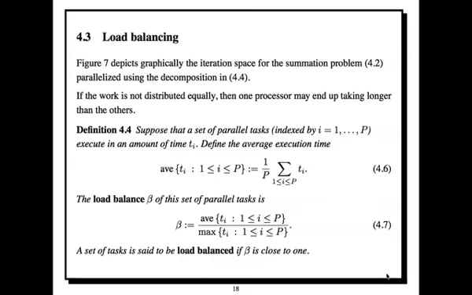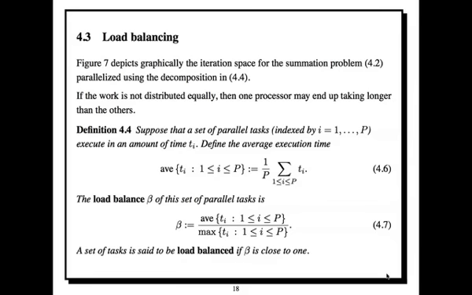Now, one thing that causes codes not to function very well is a lack of load balance. So let's define load balance here. Suppose that we have a bunch of processes that execute in a time T_i, collaborating on some total job. I'm going to take the ratio of the average time to the maximum time, and that's what I define to be the load balance parameter.